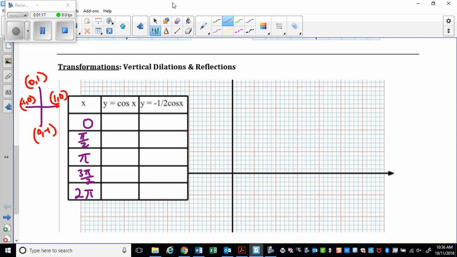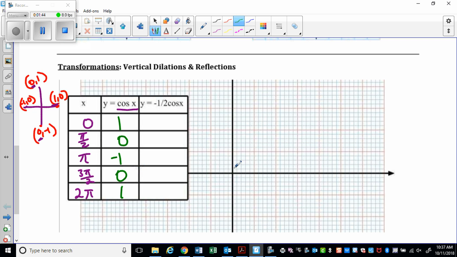I just want my cosine, which is my x values. I just care about the x values. So when cosine is at 0, my x value is 1. When cosine is at pi over 2, my x value is 0. And then negative 1, and then 0, and then we're back at 1.